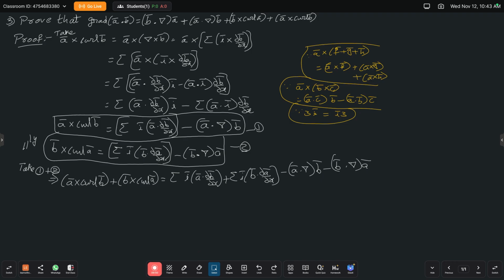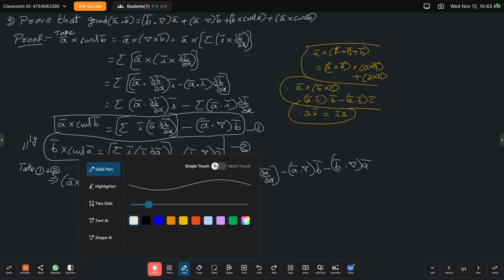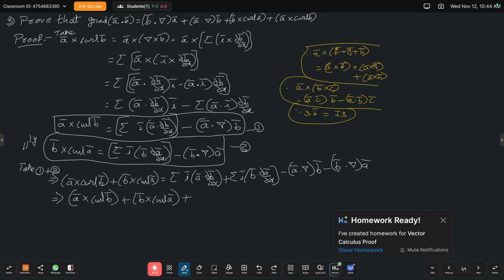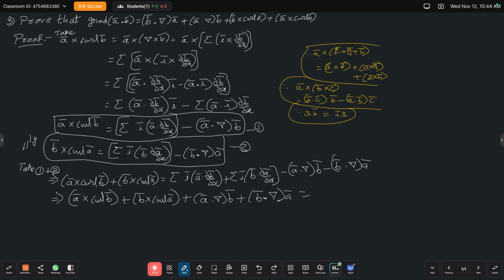I'll bring the last two terms of the RHS part, that is the third and fourth terms, to the left side. What is the LHS going to become? LHS is going to become a bar cross curl b bar plus b bar cross curl a bar. The right hand side contains a negative sign, so bringing it to the left side, it will become positive: plus a bar dot del of b bar plus b bar dot del of a bar equals.